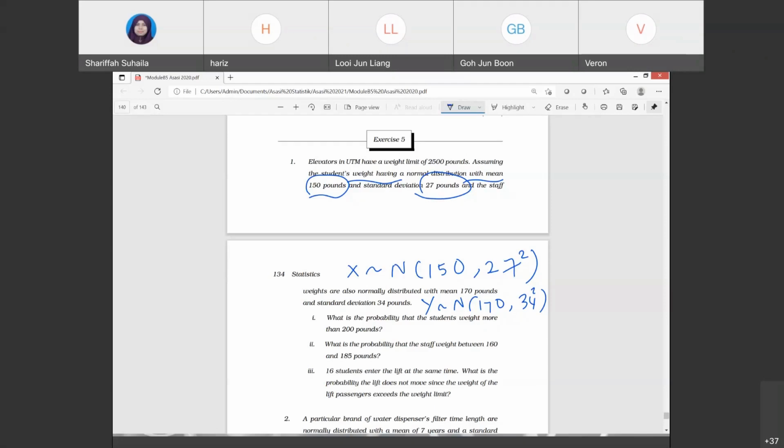The second question asks you about the staff weight between 160 and 185. Part C, part 3: 60 students enter the lift at the same time. What is the probability that the lift does not move since the weight of the lift passengers exceeds the weight limit? The weight limit given is 2,500. So let's solve the first question: the probability that a student weighs more than 200 pounds. Let's solve this one.